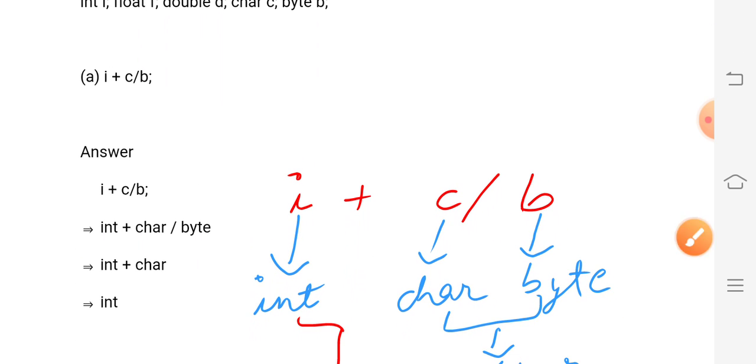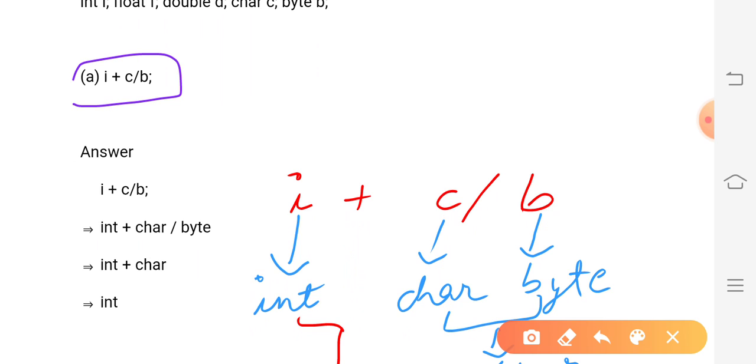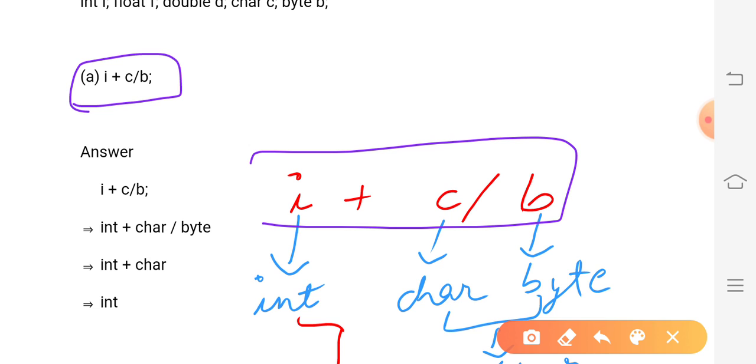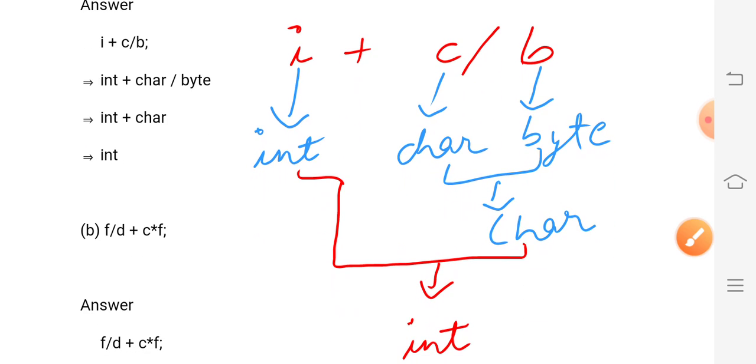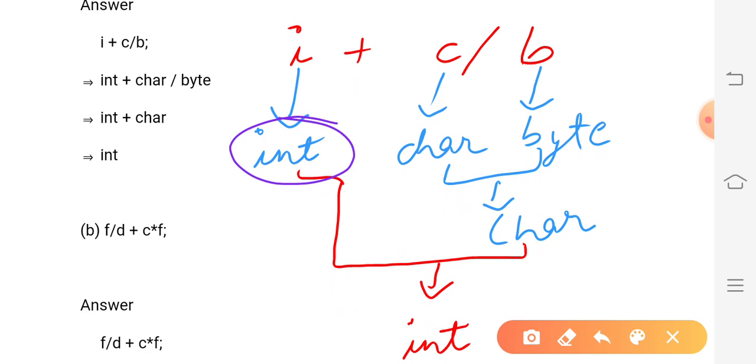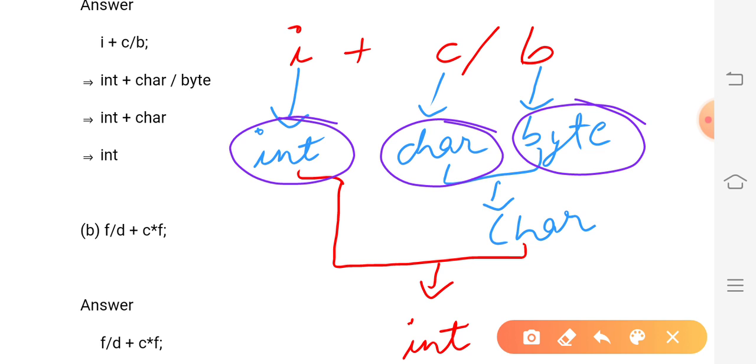Now the first question is I plus C divided by B, right? So I have written the question here, I plus C divided by B. Now as you know, write the data types for I, C and B. So for I, integer, for C, character, B stands for byte. Now which is having the highest hierarchy, आपको पता होना चाहिए ऑपरेटर्स में.